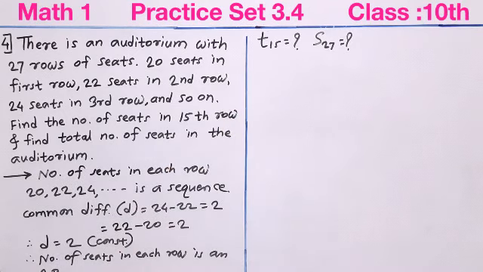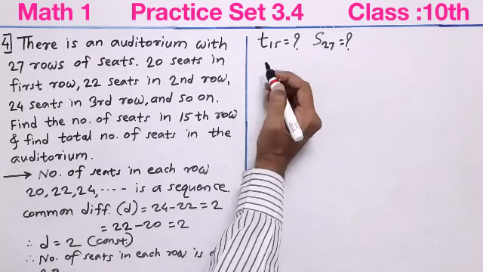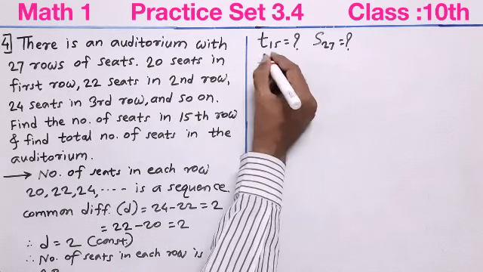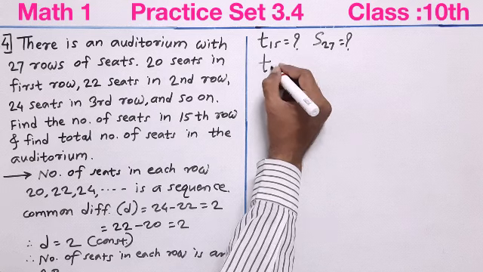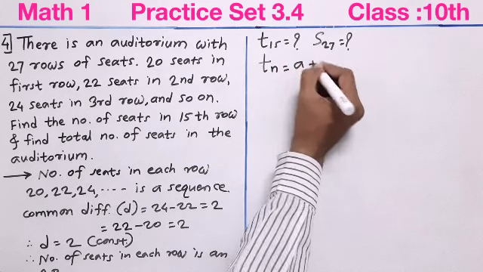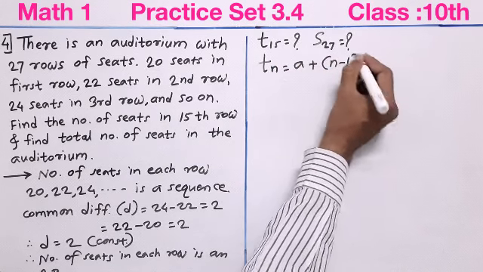Dear students, first we are going to find T15. The formula we are going to use here is Tn is equal to a plus (n minus 1) into d.